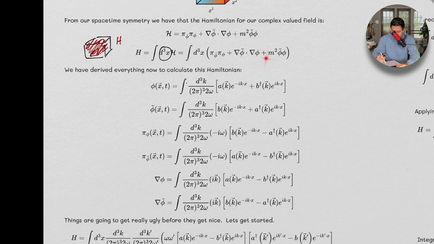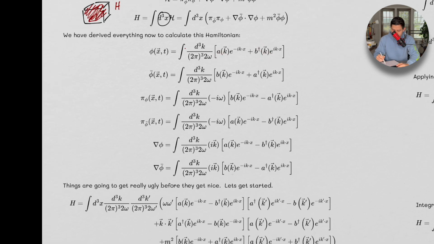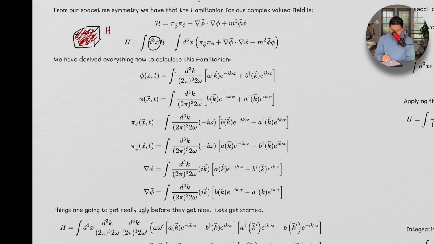So we just plug this in, and we remember that we've derived all of these things in terms of our A and B constants. These were the coefficients on our solutions for the Klein-Gordon equation, and we calculated all of these already. So literally we're just going to plug these things in here and see what we get.